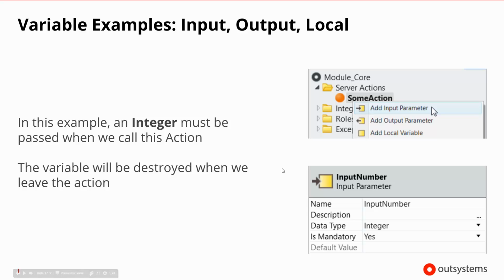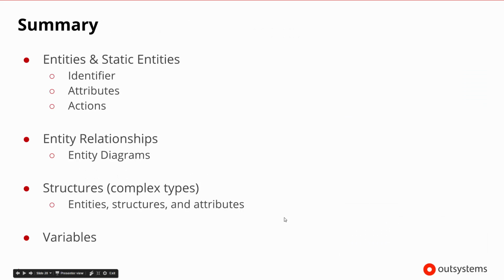So variables are there. Once we create a variable, the variable will need a type. So we can go choose one of the basic types, or if the variable is going to be holding the information from an entity, it could go ahead and hold an entity or a structure so that it has that type of information. So inside of this section, we've covered a lot. We've talked about entities and static entities. We've shown all the relationships that can occur. We've talked about structures and variables.